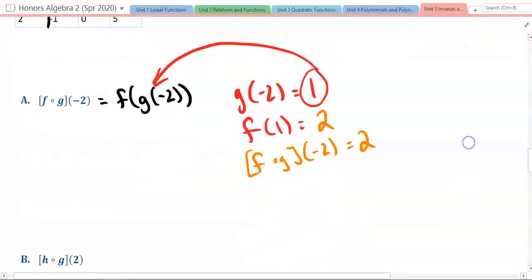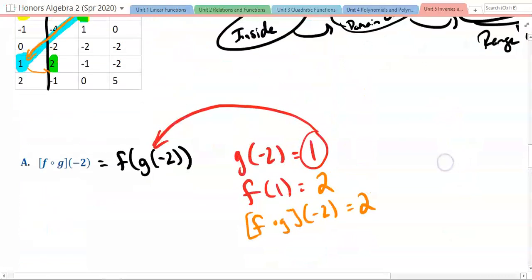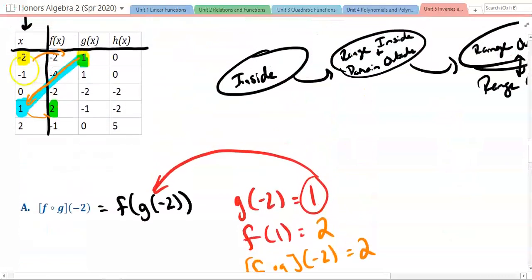Okay? So let's look at B, h of g of 2. So h of g of 2, I'm going to erase the highlights that I had here. And I want you to pause the video for a second.